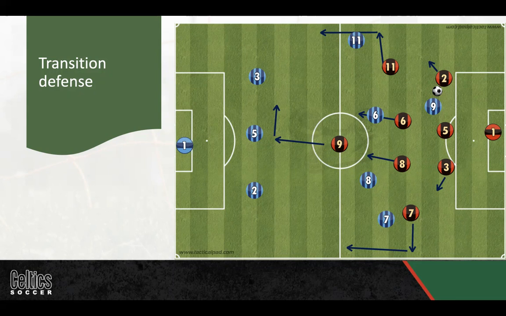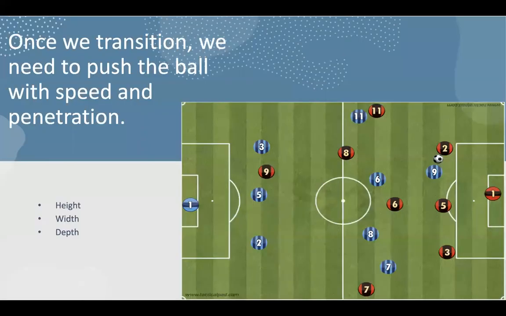So what you're looking for is the number 2 gets the ball. Number 11 is going to get wide for me. Our number 7 is going to get wide. Our number 9 is going to get high. So that's our height and our width. 6s and 8s are going to try and find those triangulations in the middle. Our 3 opens up, and our 5 is going to give us the depth at the back, just in case we do lose the ball. So really looking hard at trying to get the open space. And when we do that, it should look a little bit like this with our height, our width, and our depth.